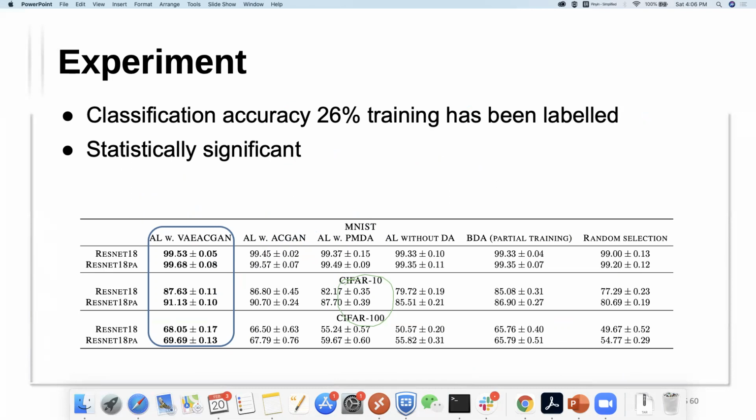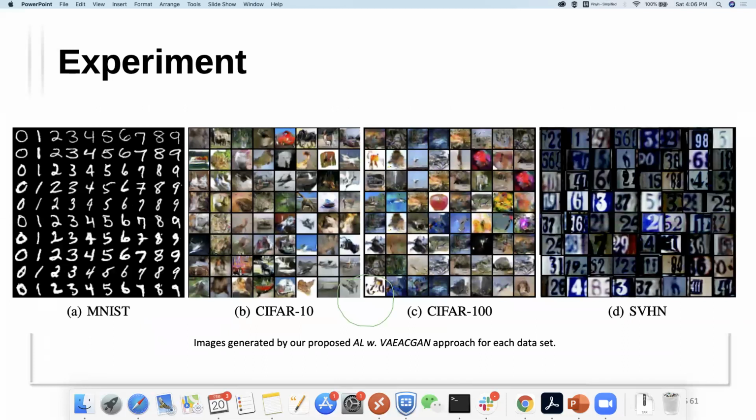They also look at the classification accuracy at a particular time point, which is 26% of training has been labeled, and they observed that the paper's approach is significantly better than the other classification accuracy. These are the images generated by the VAE-GAN again. Looks very authentic.